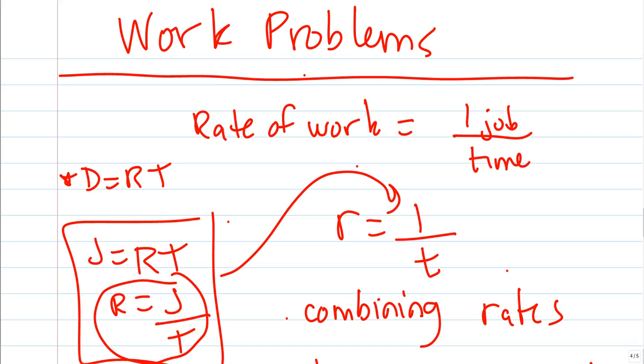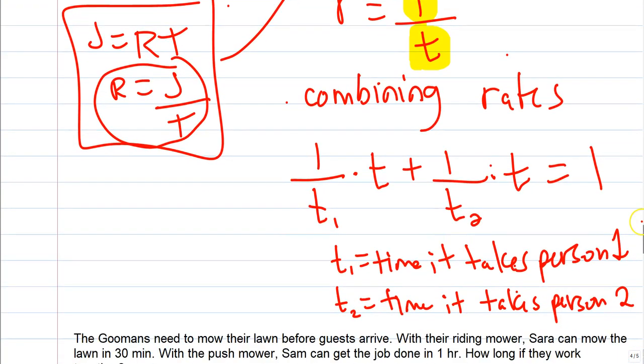For all the questions you're going to see, they're going to be dealing with one job. So that's nice. That means there's a 1 up here. And then the time is going to be their individual time. If I'm combining rates, then I can take the first person's rate times time: 1 divided by the first person's time, plus 1 over the time it takes for person 2. These are the two different rates, and we can combine those rates, multiply them by a common time, and figure out how long it takes to do one job.